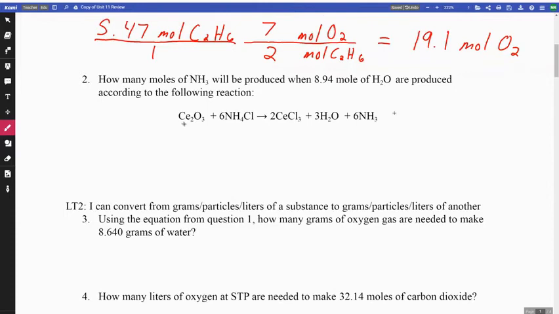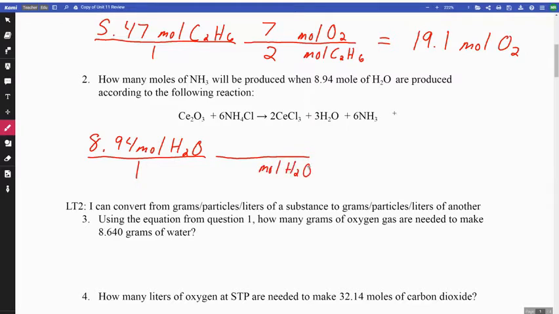All right, so this one already gives you a balanced equation, so we don't have to worry about that. How many moles of NH3 will be produced when 8.94 moles of H2O are produced according to the following reaction? Again, we start with our given, 8.94 moles H2O. We put that over 1. We do our conversion factor, moles H2O. We are converting to moles of NH3, so moles of NH3 goes on top. We have moles on top and moles on bottom. That means this is our mole ratio.